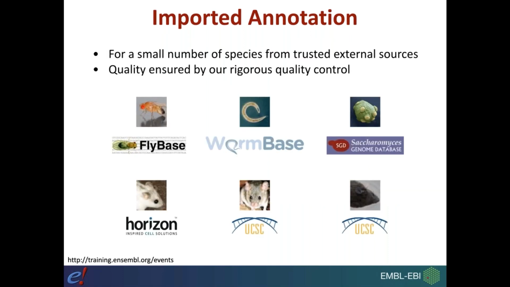For a small number of species in our main site, Ensembl, we also have imported annotation. This imported annotation comes from external sources that we trust and that carry out rigorous quality control. This mainly applies to our model organisms. So we have fruit fly annotation from FlyBase, C. elegans from WormBase, and then yeast annotation from SGD. More recently, we also imported annotation from a company, Horizon, for the Chinese hamster ovary genome, and then annotation for a couple of mouse species from UCSC.